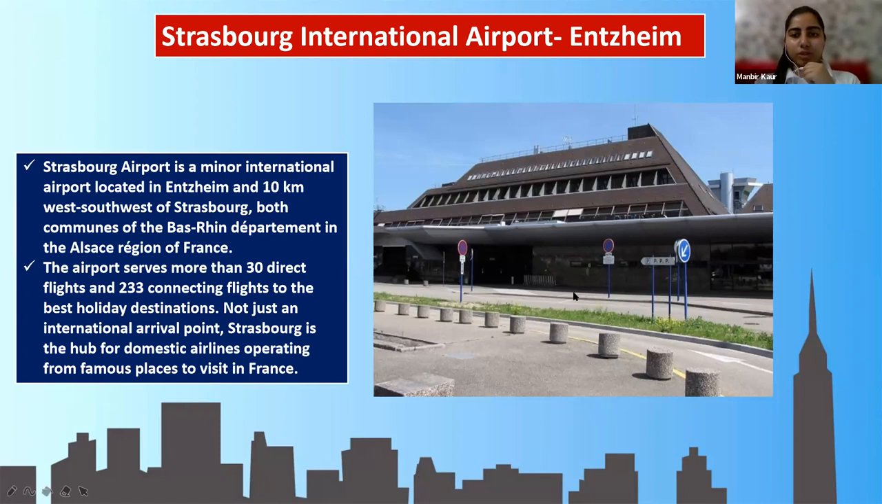Now, coming on to the next airport, this is the Strasbourg International Airport. Here you can see the picture of the airport. Strasbourg Airport is a minor international airport, which is located in Entzheim. This is 10 kilometers southwest of Strasbourg, in the Bas-Rhin department in the Alsace region of France.